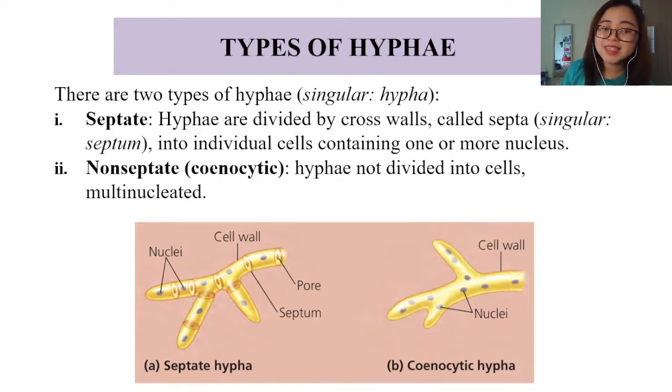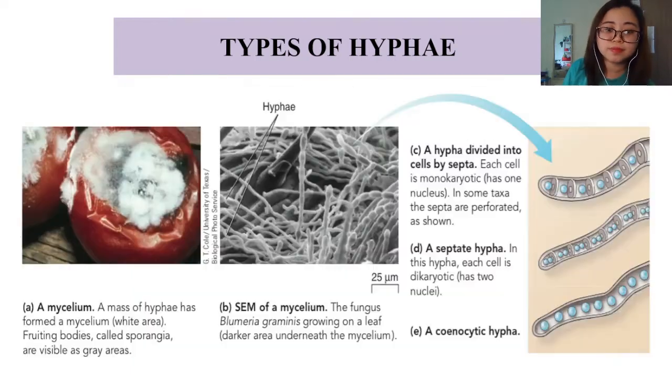And the other one is non-septate or coenocytic. Non-septate hyphae are not divided into cells. So they are multi-nucleated. The whole thing is one big cell, and that one big cell has many nuclei. Okay, as you can see in the diagram down here, it's clear that the one on the left is a septate hypha with the separation, and the one on the right is the coenocytic hypha with no septa. And this is an illustration of those.